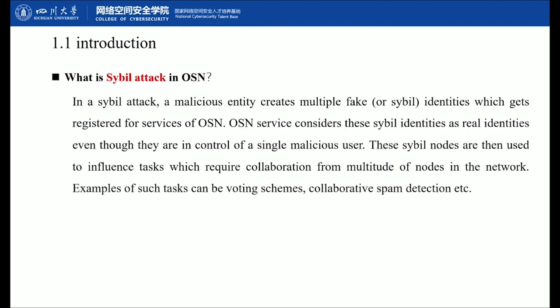And finally, what is a Sybil attack in OSN? In a Sybil attack, a malicious entity tries to create multiple fake identities, which get registered for services of OSN. OSN service considers these Sybil identities as real identities, even though they are in control of a single malicious user. These Sybil nodes are then used to influence tasks, which require collaboration from a multitude of nodes in the network. Examples of such tasks can be voting schemes, collaborative spam detection, etc.